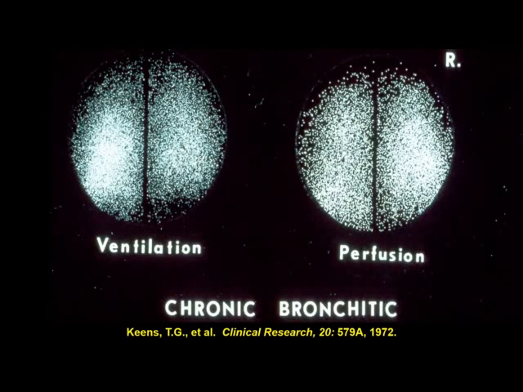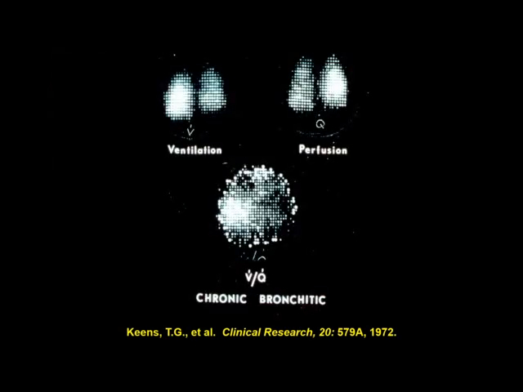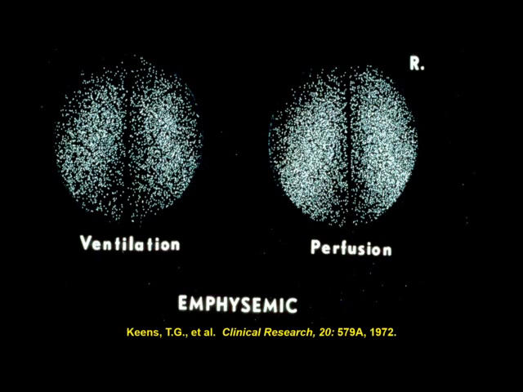So this is just kind of an example. This is a ventilation scan and a perfusion scan for the chronic bronchitics. And in fact, these were not uniform. So this represents areas of difference. In contrast, the ventilation and perfusion scans for the emphysemics were quite similar.